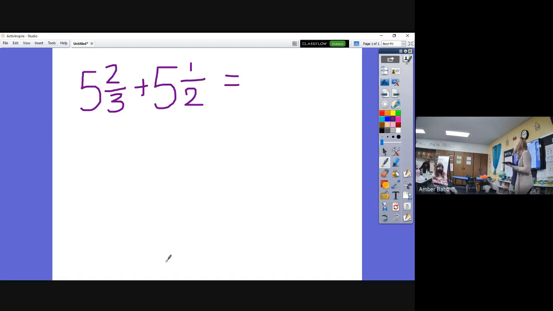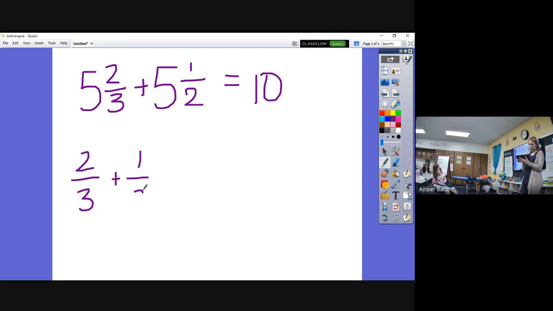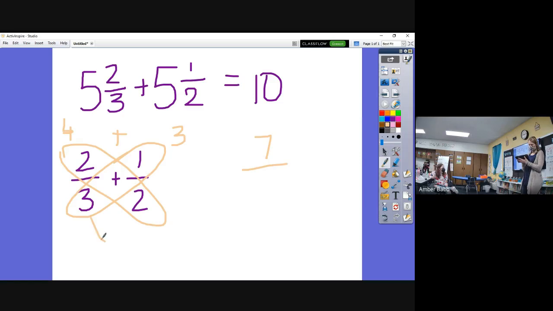Here we go, guys. If I add my whole numbers, I've got 5 plus 5 is 10. Now I'm going to come down here with my fractions, and I've got 2/3 and 1/2. So when I butterfly these, I get a 3, a 4, and a 4. So adding 4 plus 3 is 7. Multiply my bottoms, 3 times 2 is 6. So 10 and 7/6.